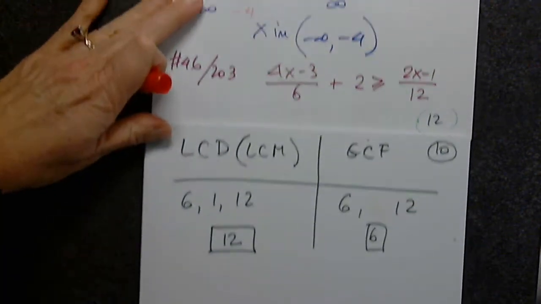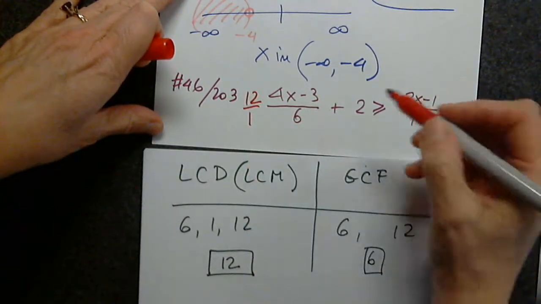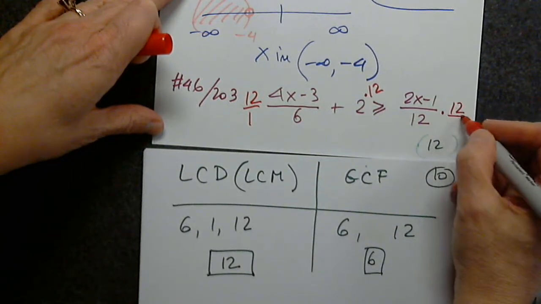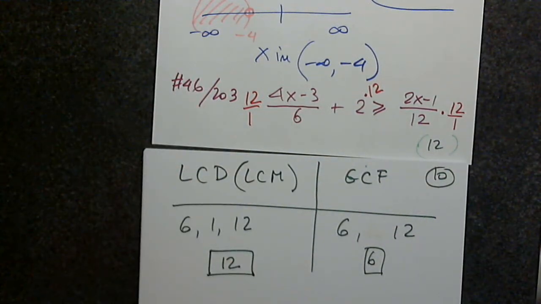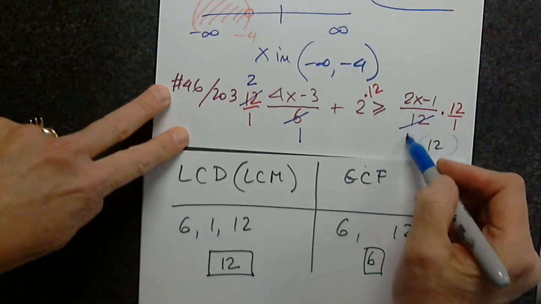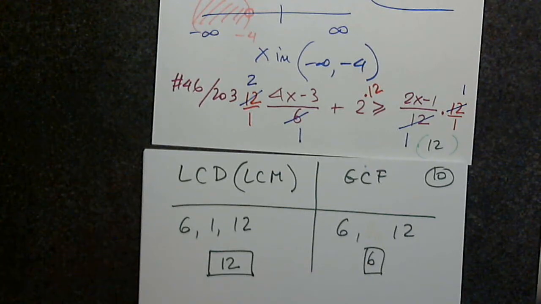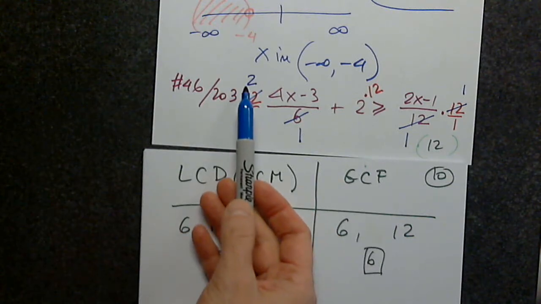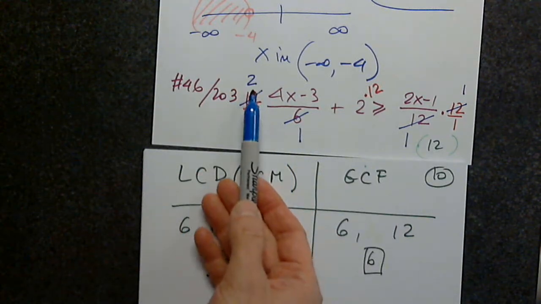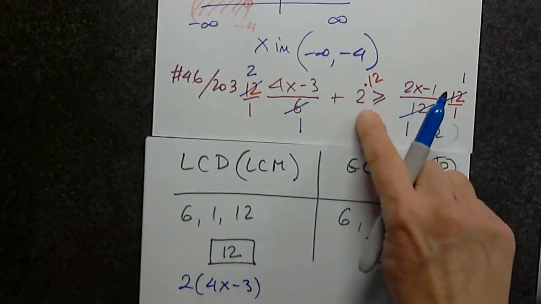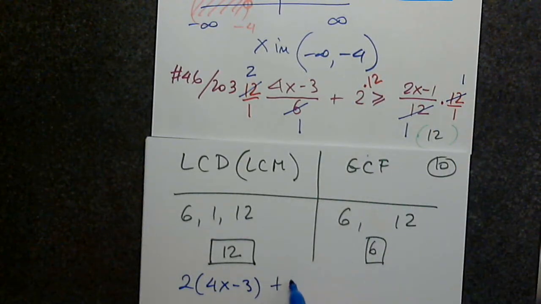Okay, so the greatest common factor is 6, and the least common denominator is 12. So then we multiply the first fraction by 12 over 1, the second fraction just by 12, and this last one by 12 over 1 because I want to simplify before I rewrite. That's the easiest thing to do. Divide by 6, divide by 6. Divide by 12, divide by 12. What is left from this first fraction? There is a 2. The denominator is 1. 2 multiplied by 4x minus 3. Do you all see that? What is left from the second one is 2 times 12, so plus 24.